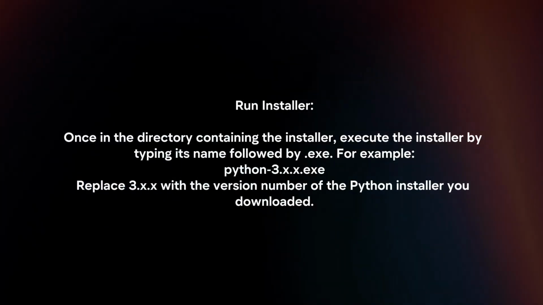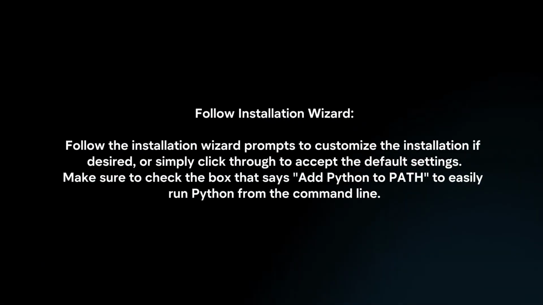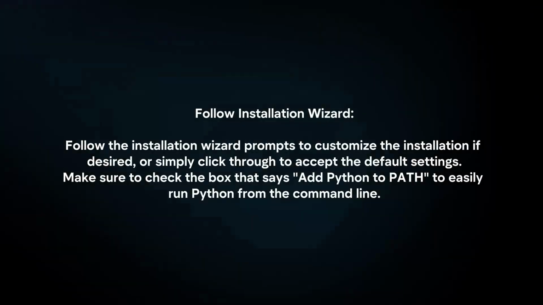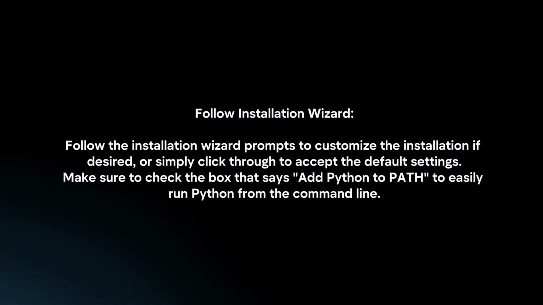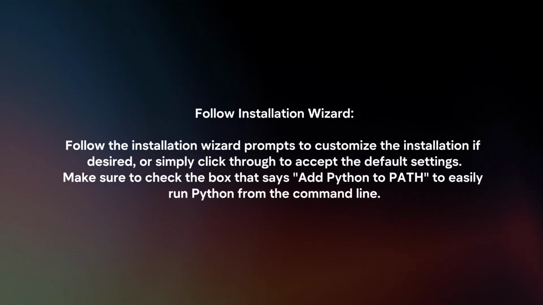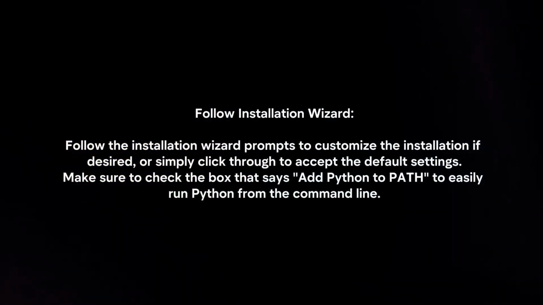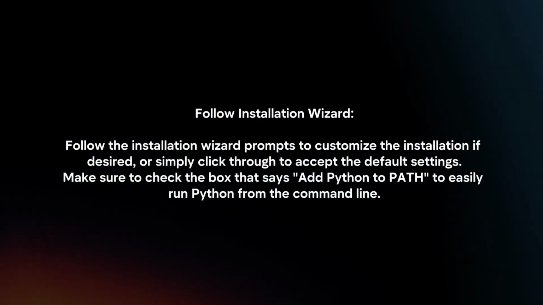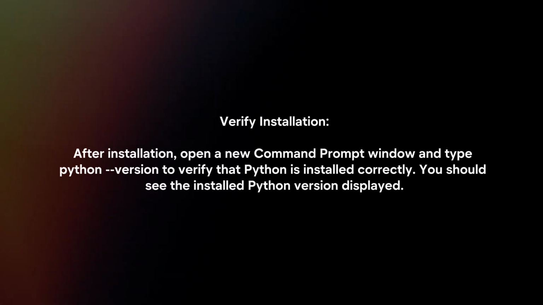Follow Installation Wizard. Follow the Installation Wizard prompts to customize the installation if desired, or simply click through to accept the default settings. Make sure to check the box that says Add Python to PATH to easily run Python from the command line. Verify installation.